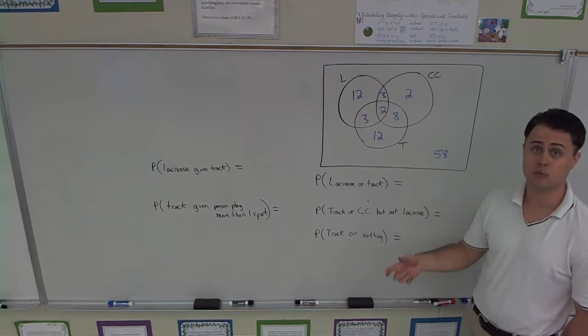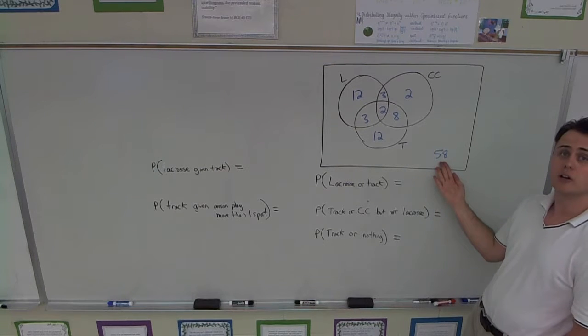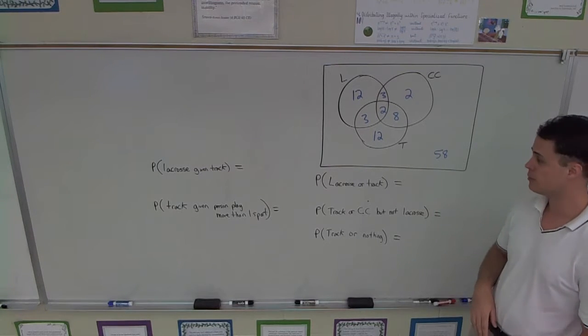The final thing said the probability of none. You can see that was already done in our setup. So that would be 58%. So let's look at these.